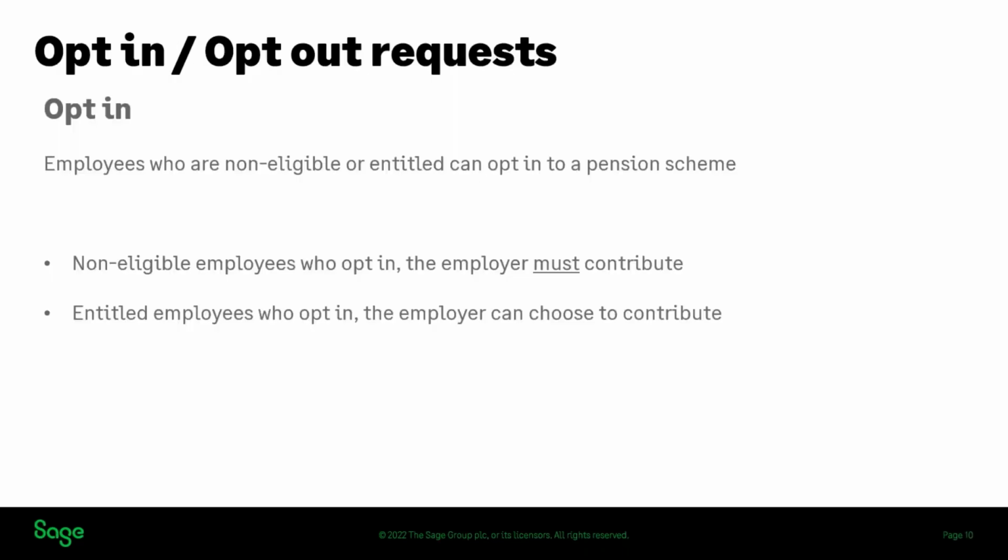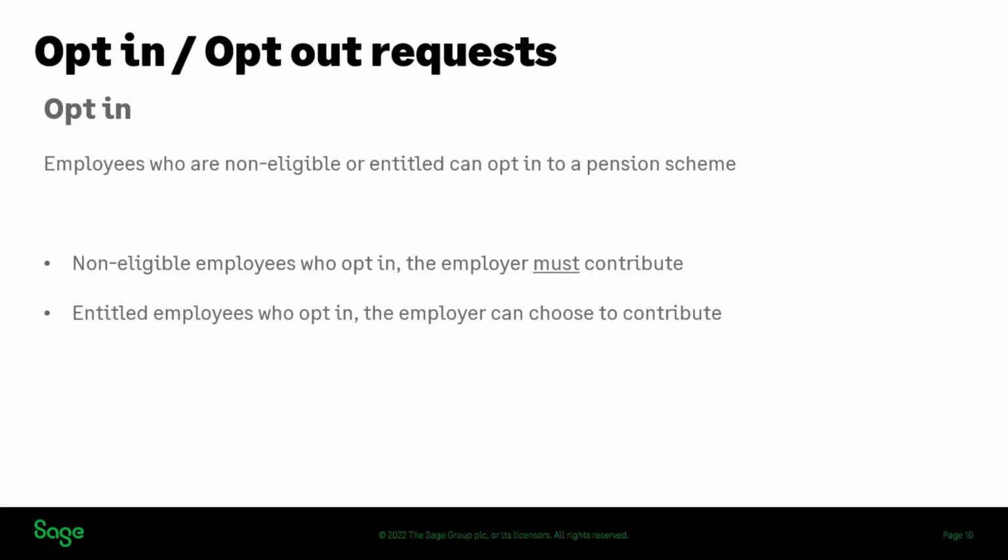So opting in, employees who are classed as non-eligible or entitled can opt into a pension scheme. Okay, so they can choose, they don't have to be in, but they can choose to be in one. Any employee who's been assessed as non-eligible and who opts in, the employer must contribute. So they would have a standard 5 and 3 as well. So they kind of follow the same rules with that as the eligible employees. So the employer must contribute for those.